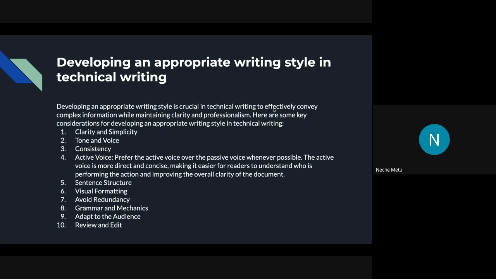All right. So remember, developing an appropriate writing style in technical writing is a continuous process that evolves based on the audience and context. Remember, I said context is like the boundary, the background, the environment, what you're talking about, and the purpose of the document. By consistently practicing and refining your writing style, you can create technical documents that are informative, accessible, and professionally written.